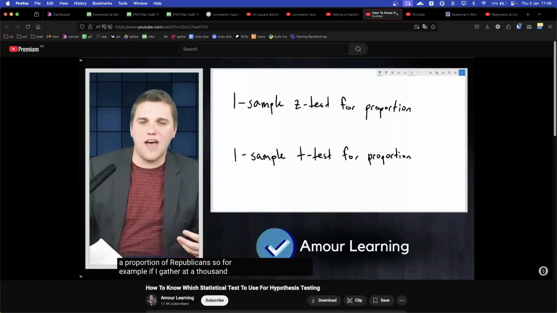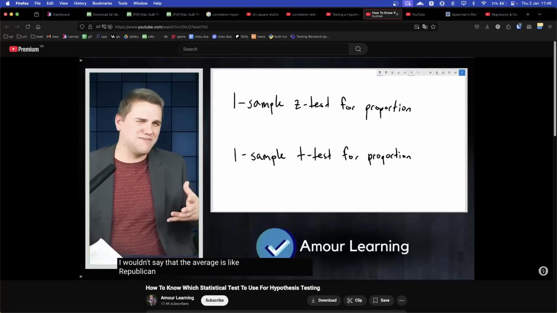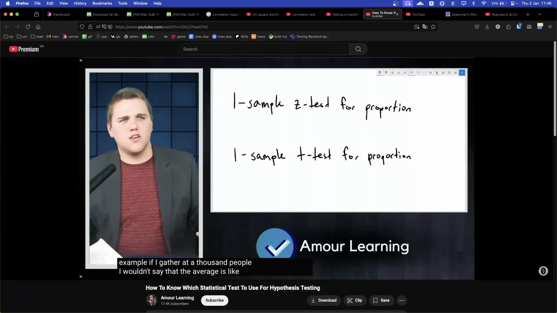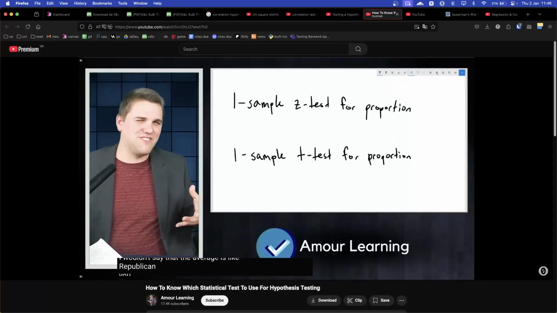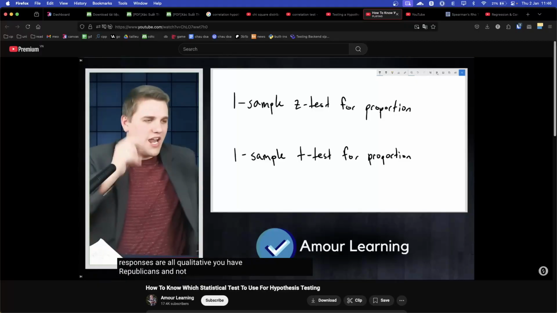So, for example, if I gathered 1,000 people, I wouldn't say that the average is like Republican. You can't really compute average if the responses are all qualitative. You have Republicans and not Republicans.